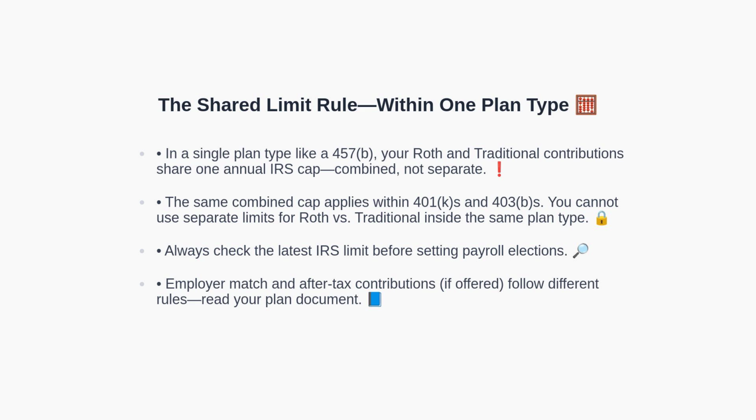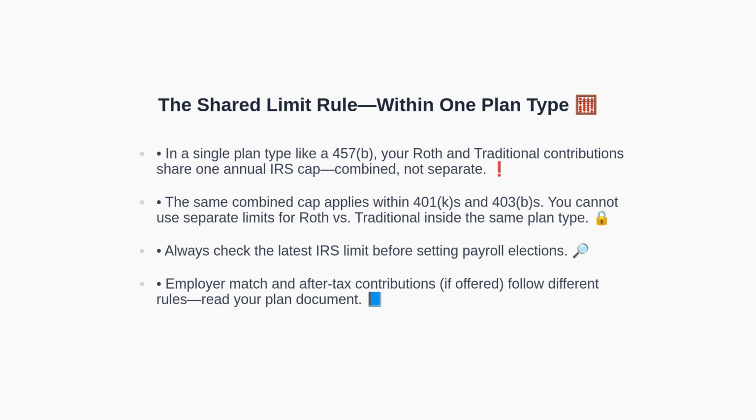Within a single plan type, such as a 457B, the combined total of Roth and traditional contributions cannot exceed the annual IRS elective deferral limit. The same principle applies within 401k and 403b plans. You may not treat Roth and traditional as separate buckets with separate limits in the same plan type. Always reference the latest IRS guidance, because limits change.